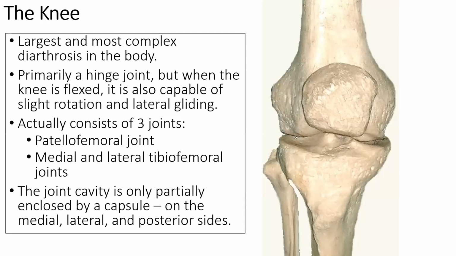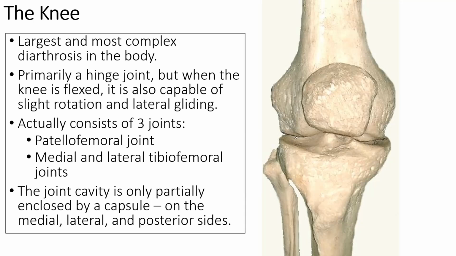Now our knee, as I said, is the most complex diarthrotic joint in the body. It is the largest freely movable joint in the body. It has a partial capsule. It doesn't cover all the way around. The capsule only covers the sides and the back. The front is not enclosed with the capsule.